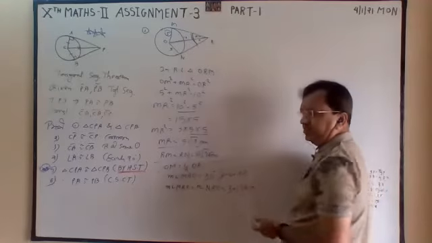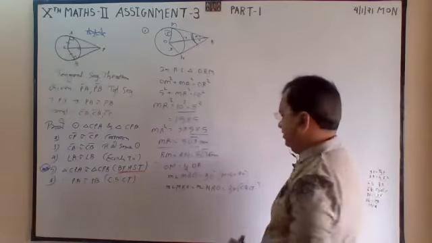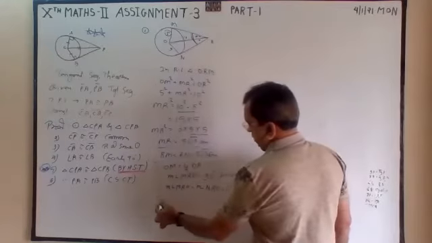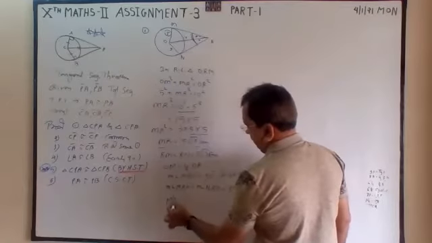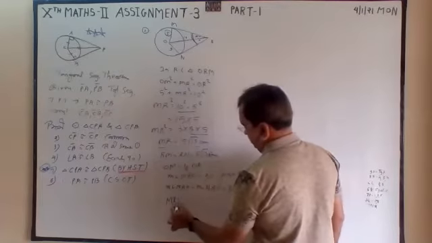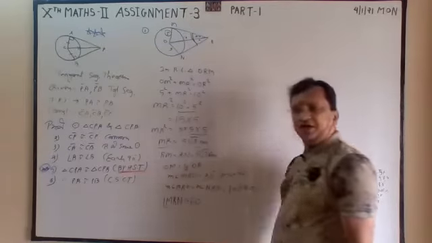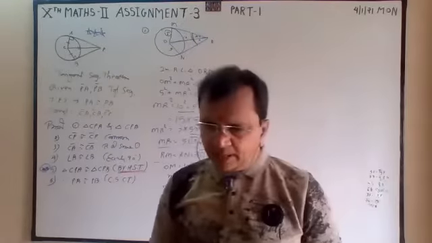Congruent angles of congruent triangles, sorry. Therefore, MRN is 30 plus 30.